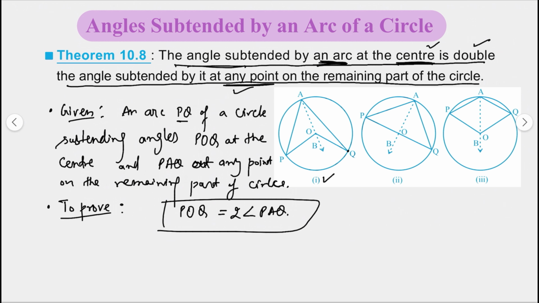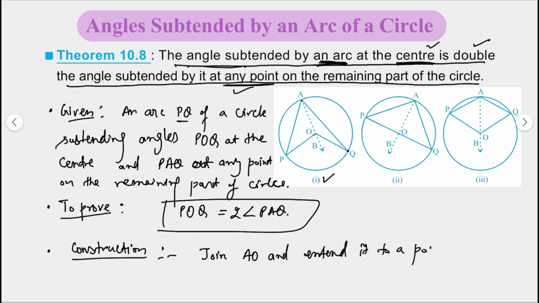First we are going to start with the construction. Here, what we're going to do is join A to O and extend it to a point B. So the construction is: join AO and extend it to a point B. First we have joined AO and then extended it to a point B. So this is the given, to prove, and construction part. Let's start the proof now.